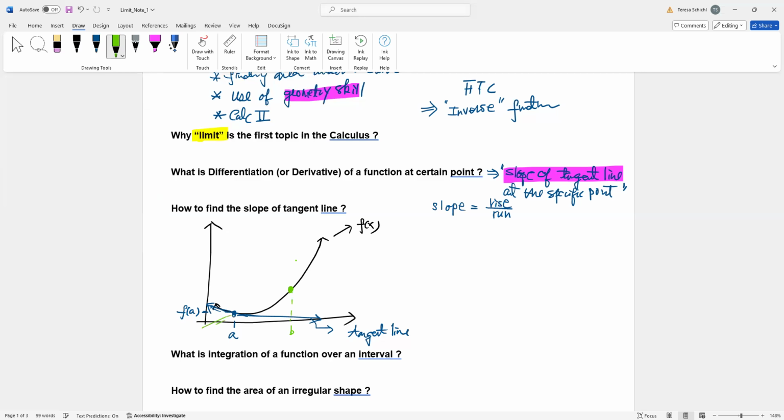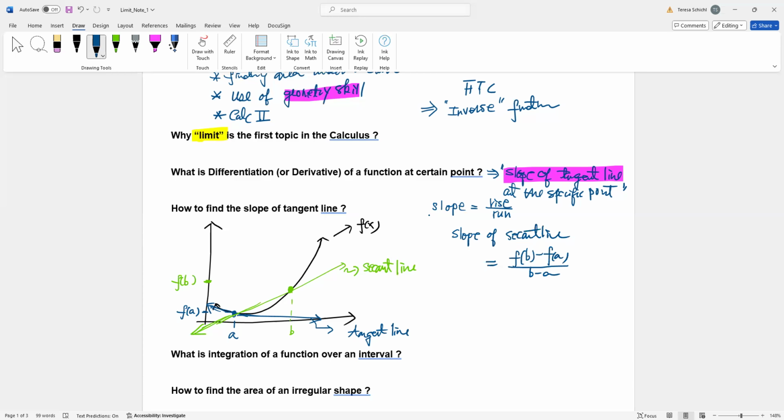Now if you connect these two points on a curve, this line we call the secant line. This point is f of B. So now I know the slope of the secant line is going to be rise over run, so it's f of B minus f of A over B minus A. But my goal is to find the slope of this tangent line, right?